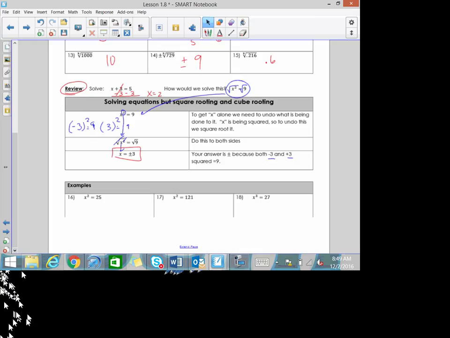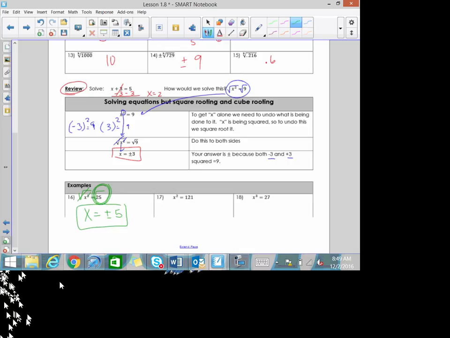All right, so what I want you to do is I want you to watch me do 16, and then I want you to try 17, 18. So here we go. In number 16, we have x squared equals 25. So we say, what's being done to x? X is being squared. Well, the opposite of squaring is square rooting. So we're going to go square root and square cancel out. So we get x equals, and now you're going to put this in your calculator. The square root of 25 equals plus or minus 5. And you have to remember it's plus or minus because it was a square root problem.